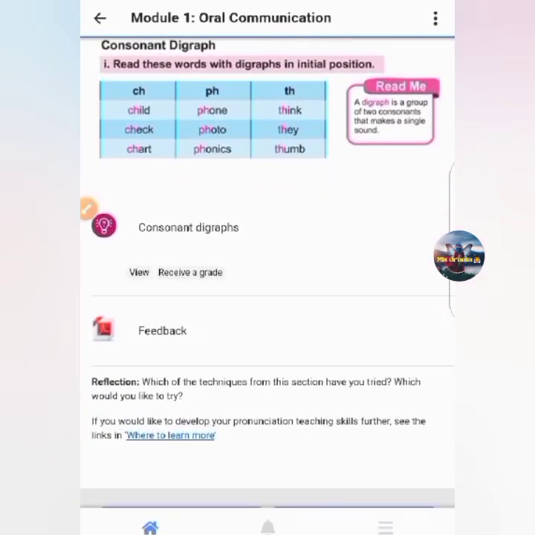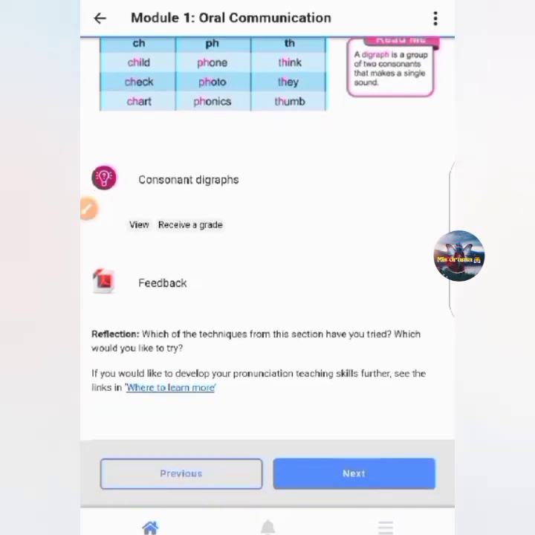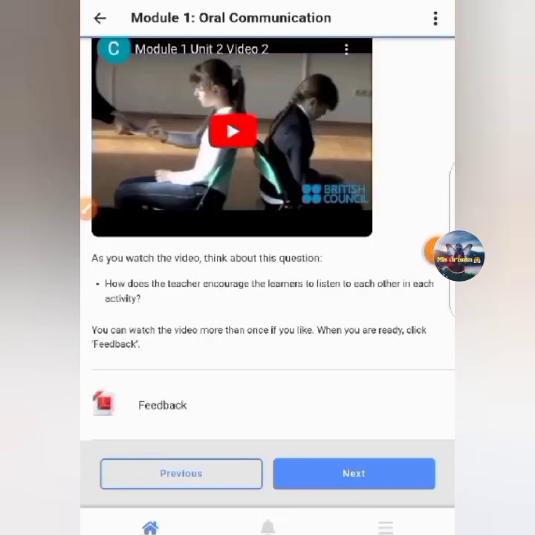Next is about consonant digraph. A digraph is the production of a different sound by the combination of two consonant letters. PH: P has a different sound, H has a different sound, but when they combine, PH performs the sound of F. So this is the digraph. There are different examples. Teacher can go.